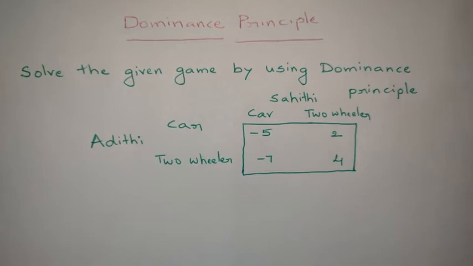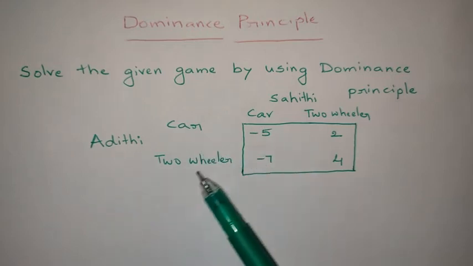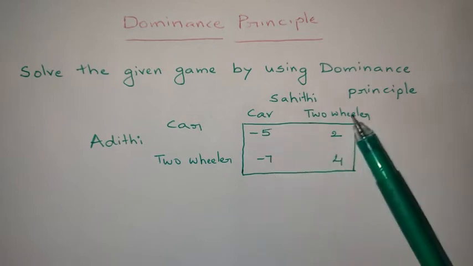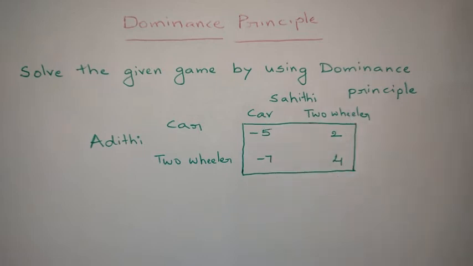A 2 by 2 problem means the number of strategies used by player A is 2 and the number of strategies used by player B is also 2. Player A strategies are 2, player B strategies are also 2. That's why it is a 2 by 2 problem. Now we will see how to find the solution.